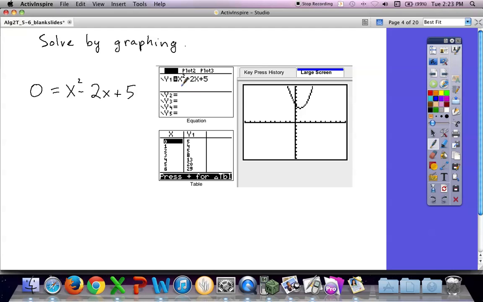Okay. It doesn't mean that there's no solutions. It means the solutions are not real numbers. Because if they were, they would show up as crossings of the x-axis. Okay, so we have to come up with a way to solve for those solutions which are actually not real numbers, and that's what this lesson is about.